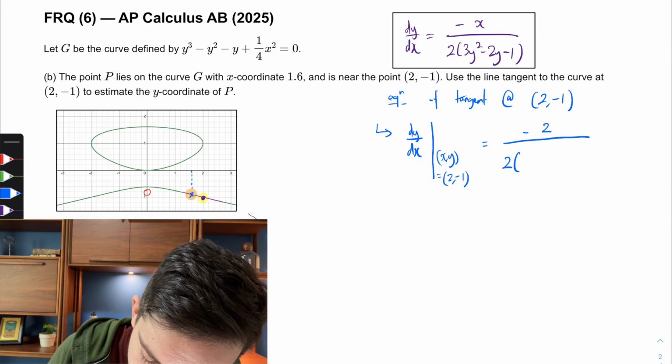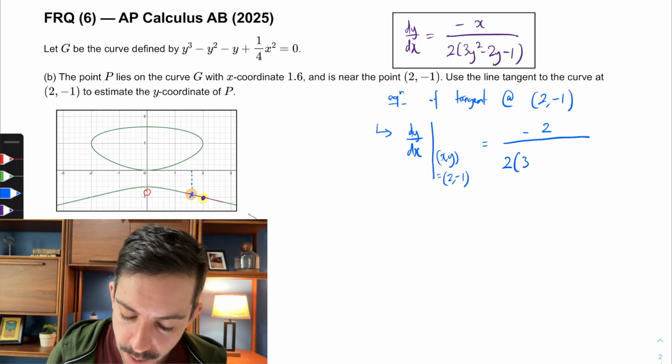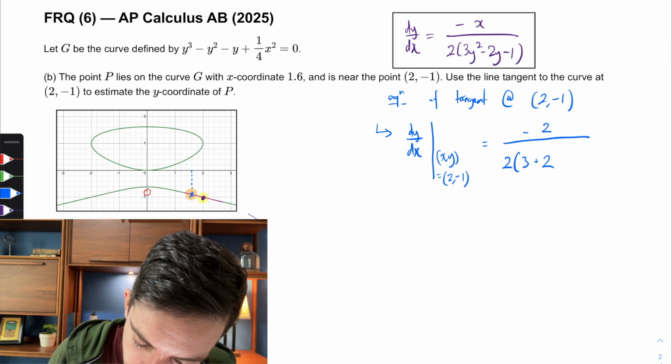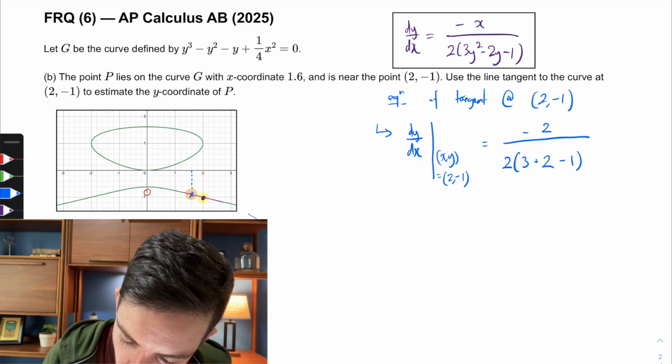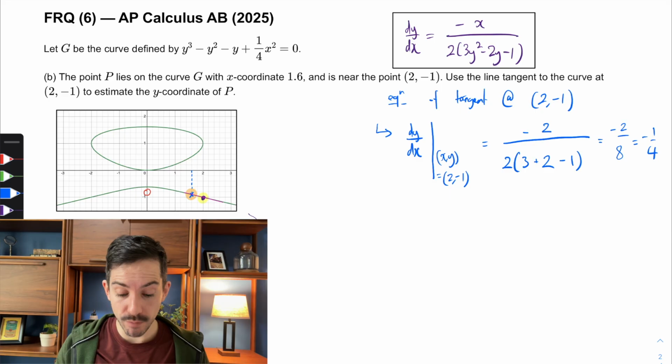all over 2 times, I'm doing 3 times -1 squared. That's 3 minus 2 times -1. That is 2 and then -1. So if I simplify this, what I will end up with is -2 over 8. That is -1/4. So the slope of this tangent line that I'm looking at is -1/4.